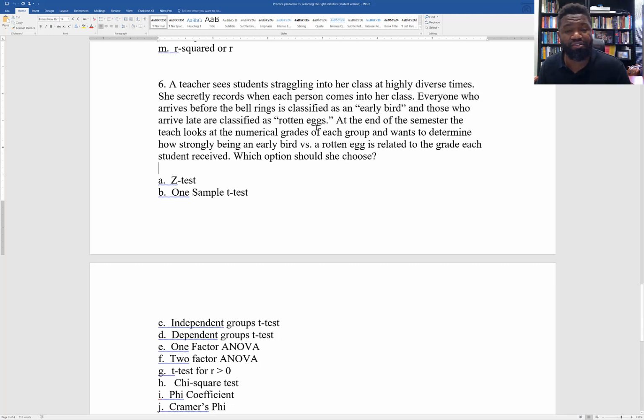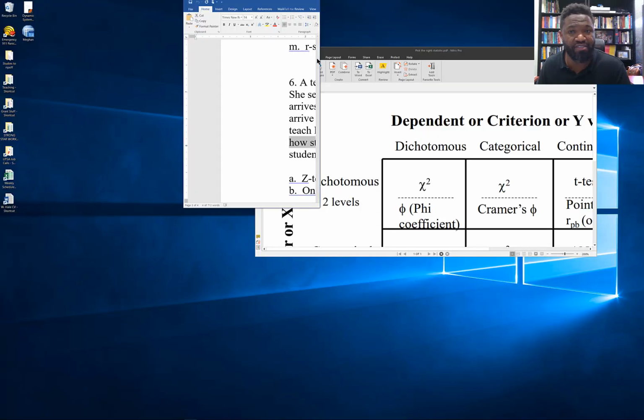At the end of the semester, though, I'm not looking at whether you got an A, B, C, D, or F. I'm looking at your numerical grade. So our dependent variable is now not going to be categorical, it's going to be continuous, okay? So we're going to be in a completely different cell, and you have to see, well, what am I actually asking you for? I'm asking you to determine how strongly being an early bird is related to that, right? So we want to know how strong the relationship is, so that's going to be a measure of effect size, not a test of statistical significance.